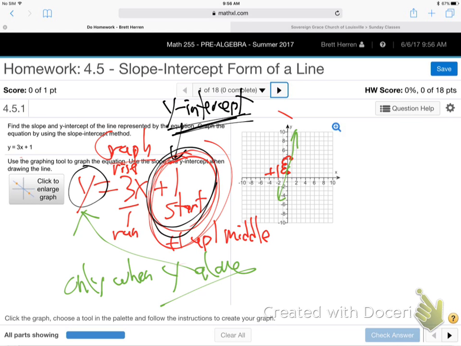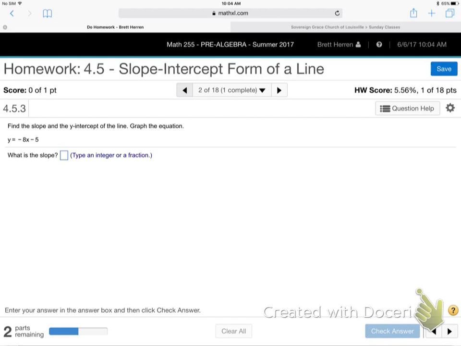Is that good? Questions on that one? Shall we try another one? All right, try that one. They're going to ask me questions all of a sudden. Okay, no problem. They're going to say, what's the slope, what's the intercept, and then graph.